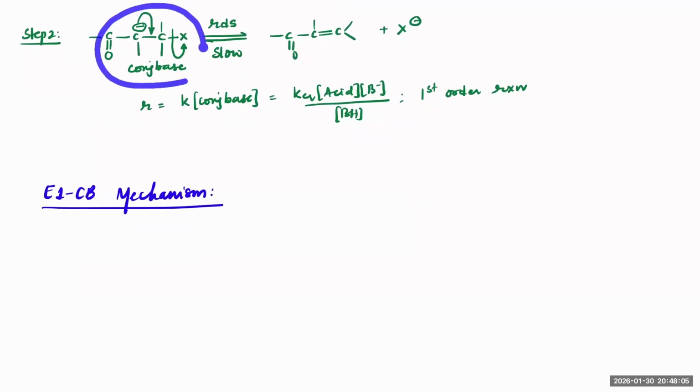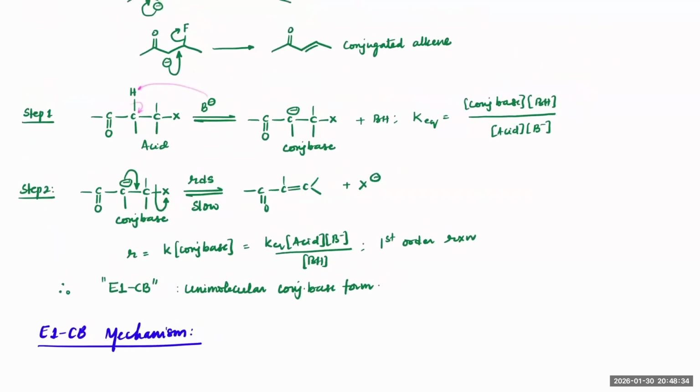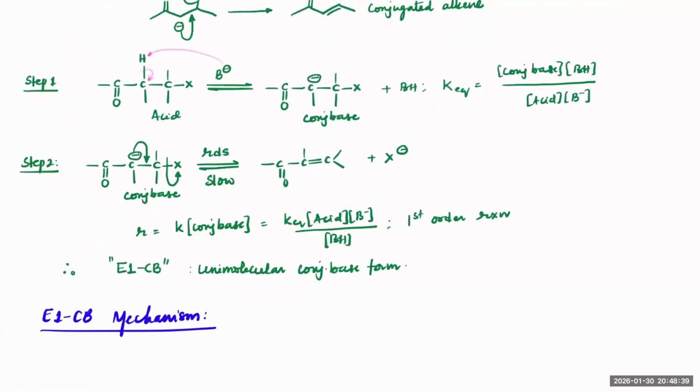And in the slow step, you notice that there is only one molecule involved. Therefore, the type of reaction is called E1-CB. E1 because one molecule is involved in the slow step, and CB is the conjugate base formation. So it is unimolecular conjugate base formation that makes this mechanism. Got it? So I hope you guys understood what are the steps that are taking place.